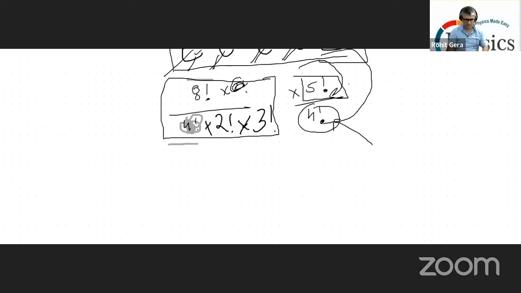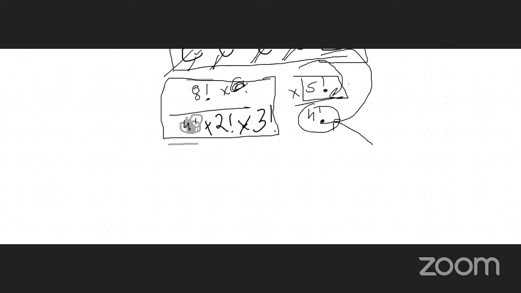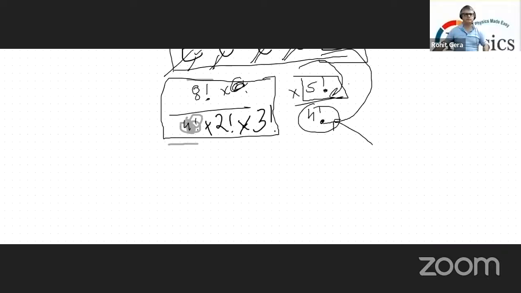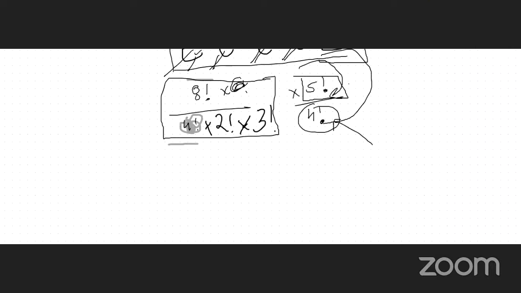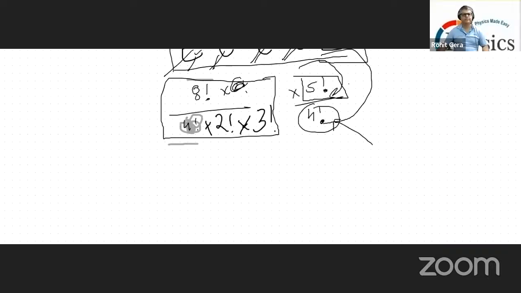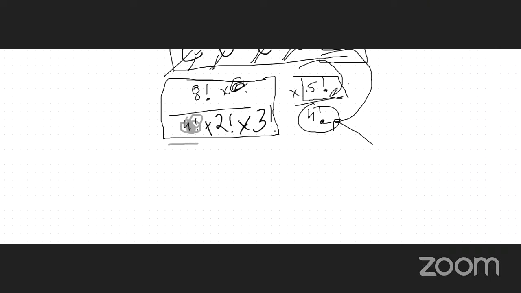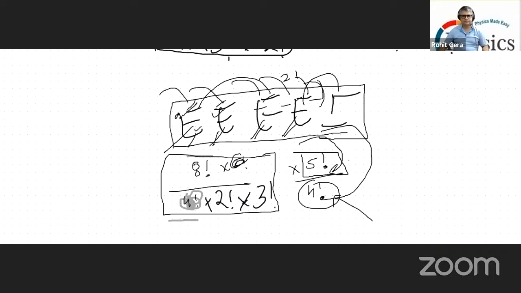10 factorial into 4 factorial, 3 factorial and 2 factorial. Correct. Let's see. Where is your answer? Where did you write it? Here it is. Okay, so 10 factorial.